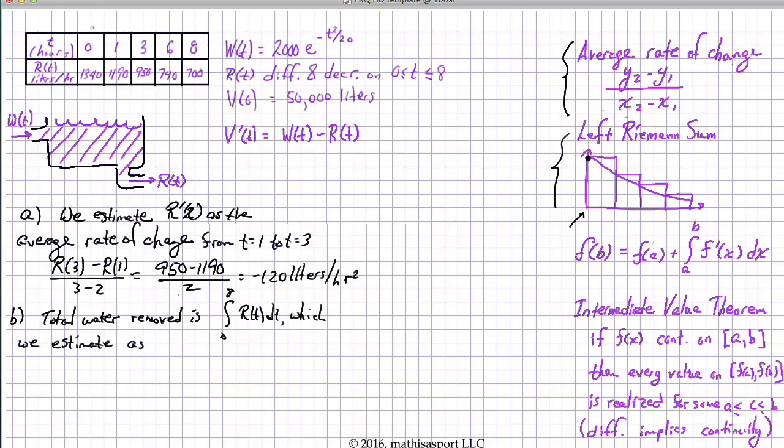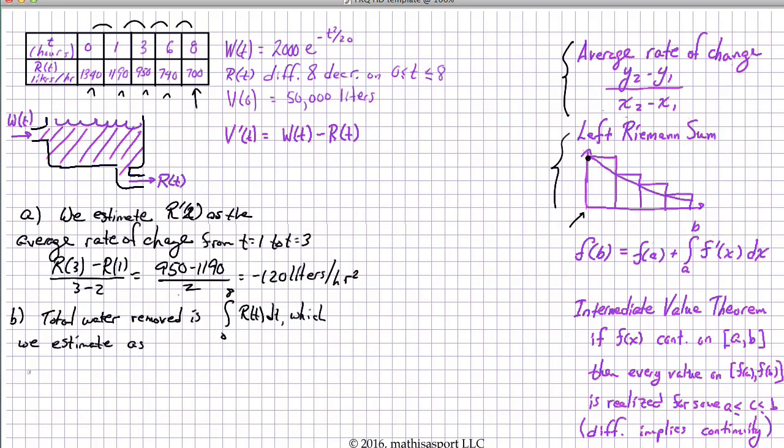And so for this interval from 0 to 1, we're going to use this value, 1340. For the interval here, we'll use this value. For the interval here, we'll use this value. For the interval here, we'll use this value. And notice we don't even make use of this value. That's just the nature of a left Riemann sum.